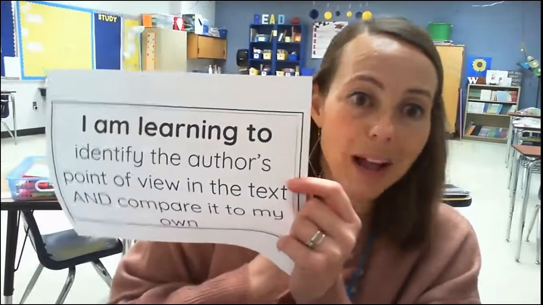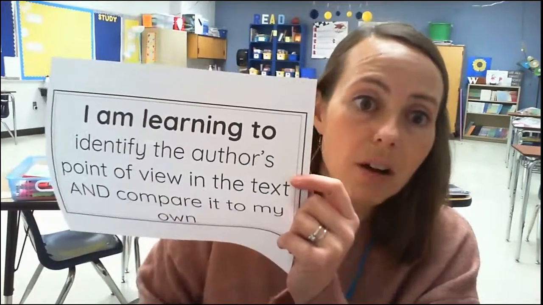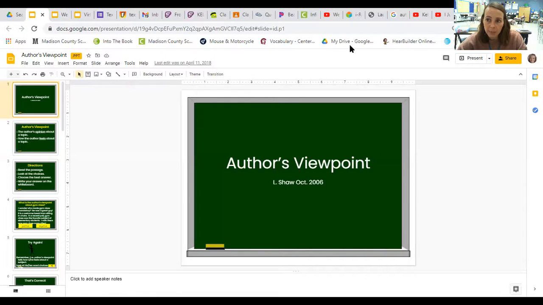Okay, so all this week as you're reading through different texts, I want you to think, well, how does the author feel about what they're writing about? And how do I feel? Do I agree? We're going to be comparing our viewpoint to the author's viewpoint. Do I agree with the author, or is my viewpoint different than the author's? Okay, so we're going to go through and look at a couple of texts at the beginning of this lesson, and we're going to see if we can figure out how the author feels about the topic that they're writing about.